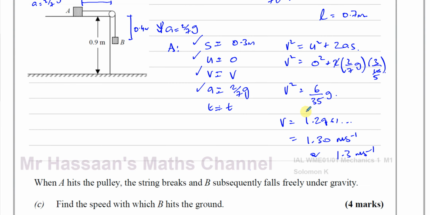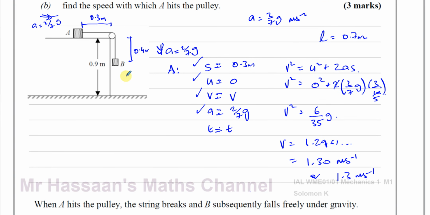All right, so now what's happened is when A hits the pulley, it's moved 0.3 meters this way. Therefore, B has moved 0.3 meters down this way. So B has moved down at the point where A hits the pulley. B has moved down to here, and that is 0.3 meters extra. So the total distance here is 0.9 meters.